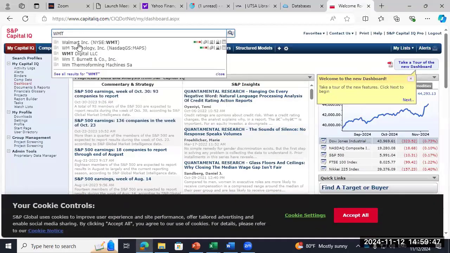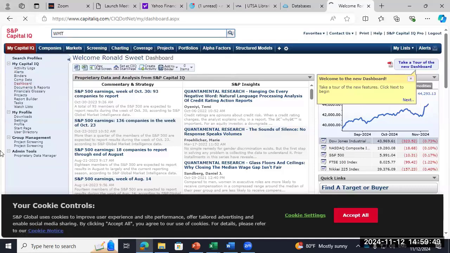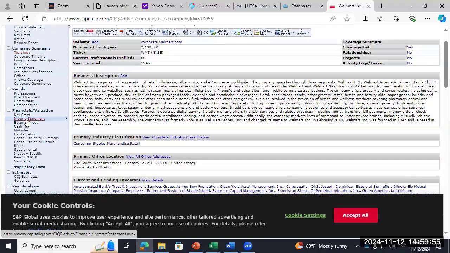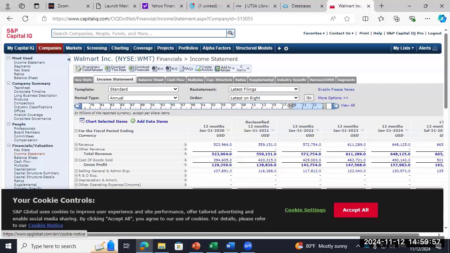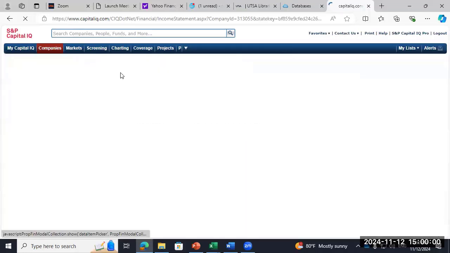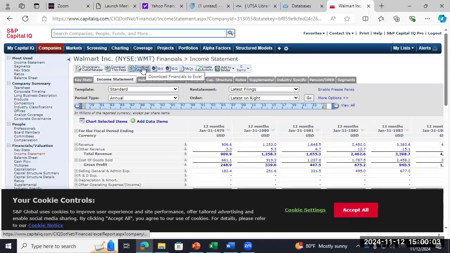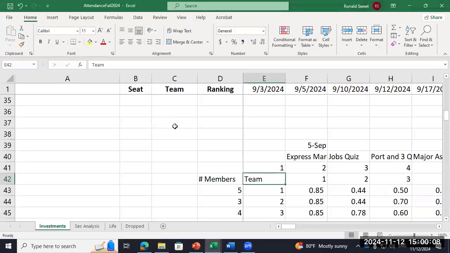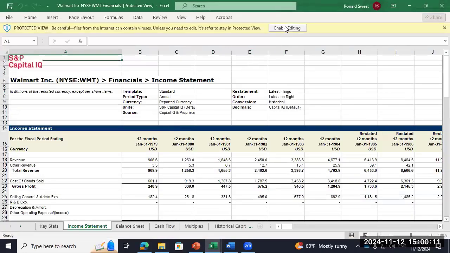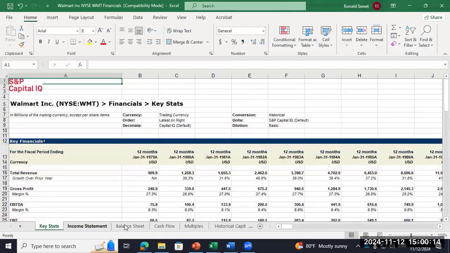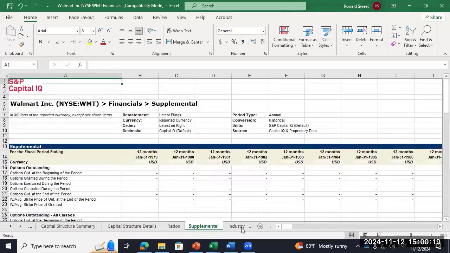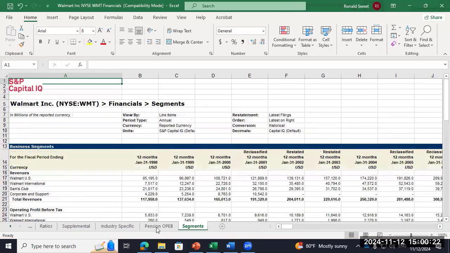I'm going to do Walmart. So you type in their company and just click on any of these financials. Doesn't matter which one. I'm going to click on income statement. Take the date bar and send it all the way back. And right here, it says download financials. If you click on that, this is what you get. I've already loaded one. Capital IQ is pretty amazing. It brings in all of this stuff. Pretty remarkable. Ratios, I mean, one click, you've got all of this stuff. So it's pretty powerful.